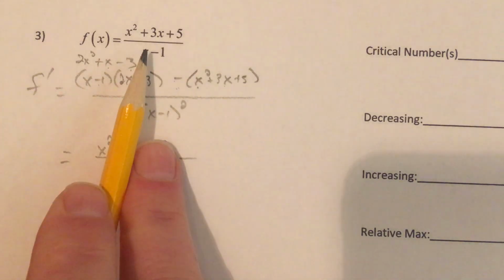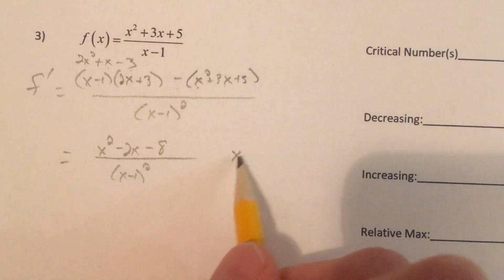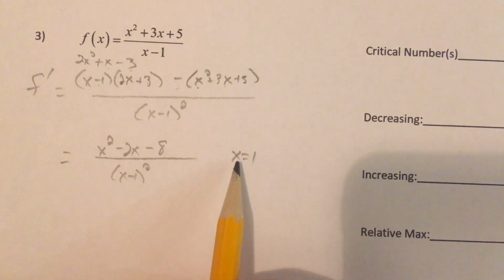Now we know that x equals 1 is an asymptote. That's from the very beginning. So 1 is going to be a critical number for us for sure, because that's where the derivative is undefined.